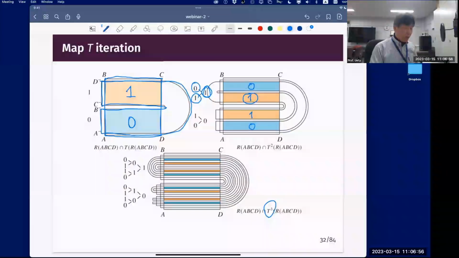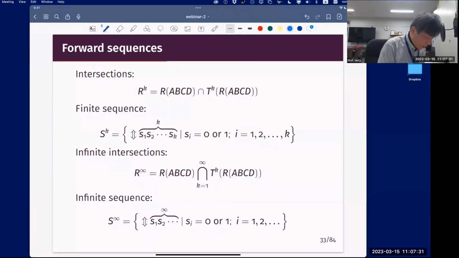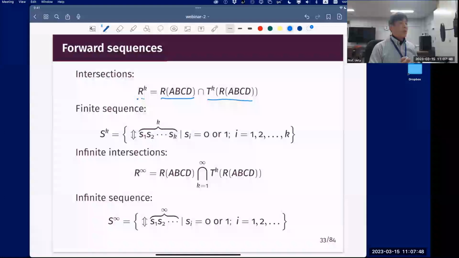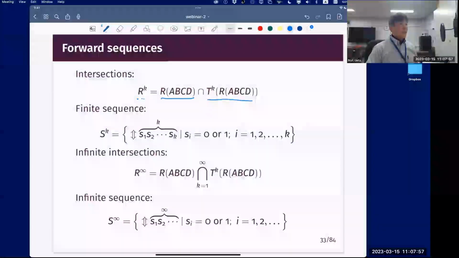For T square, T cube, you have 3-bit history, and all of them are not duplicated. One by one, you can distinguish. Okay, for map T iteration, you are making some codes for each layer. Okay, for forward sequences, we mathematically describe the situation. For intersections of the original ABCD rectangle and the mapped horseshoe, you have many intersections. We name them RK. Corresponding to the situation, this kind of number history, we symbolize by S.